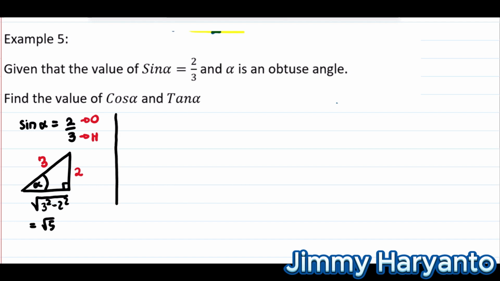The question wants you to find the value of cos alpha and tan alpha. So we don't have to prepare anything, because the preparation is also the question. Cos alpha equals, the formula is adjacent over hypotenuse. That means the adjacent is square root of 5, the hypotenuse equals 3. But because the question says alpha is an obtuse angle, meaning the angle lies in the second quadrant, the value of cos in the second quadrant has to be negative, so we will put negative right there.